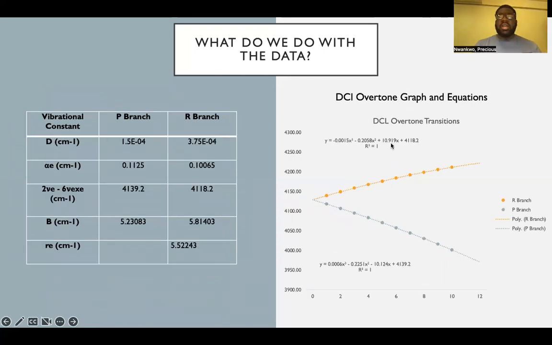And this is for our DCl overtone spectra. We have our polynomials and we have the vibrational constants that we use to solve for them.